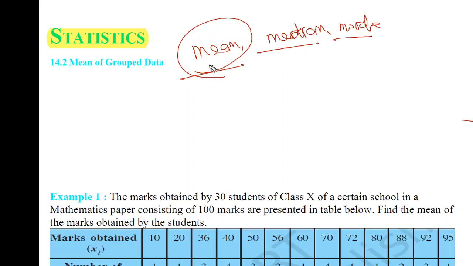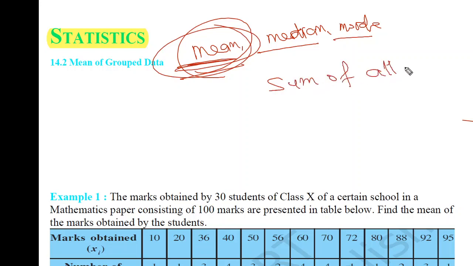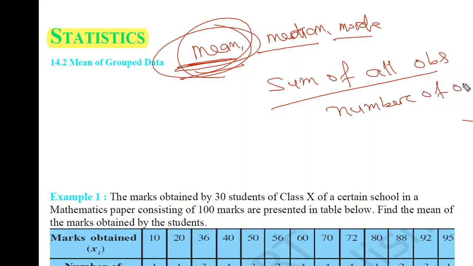Now if you can remember what was mean, mean was the sum of all observations divided by the number of observations. So this was mean. We were representing this as x bar. So mean was equal to the sum of all observations divided by the number of observations.